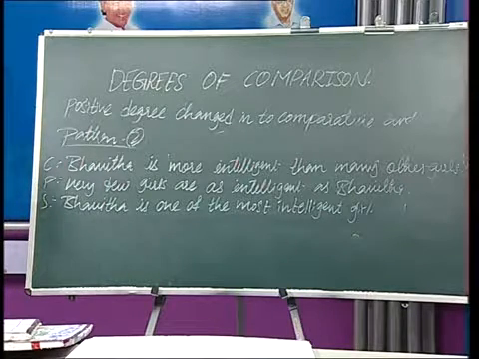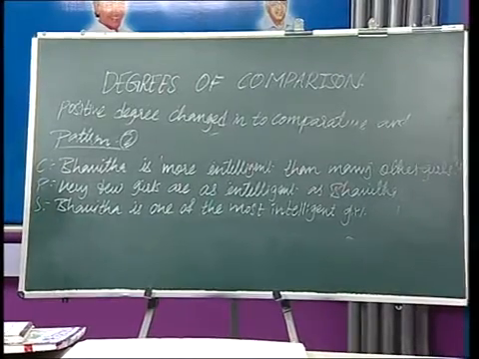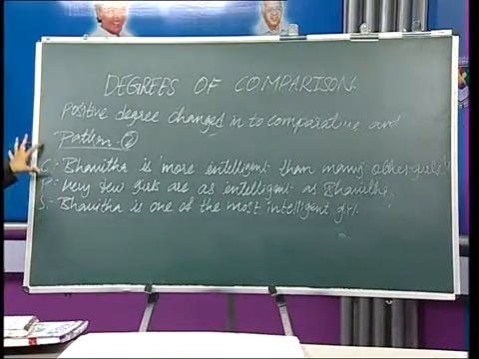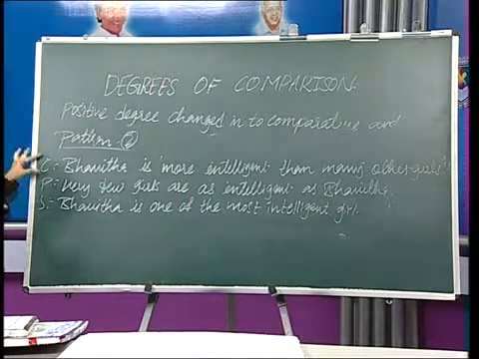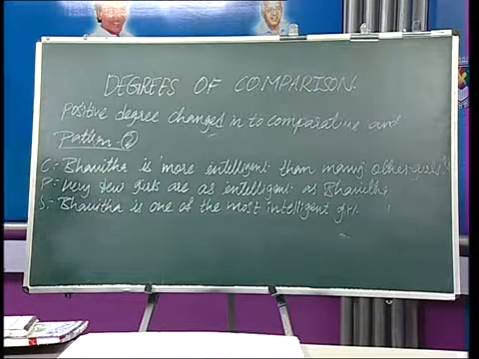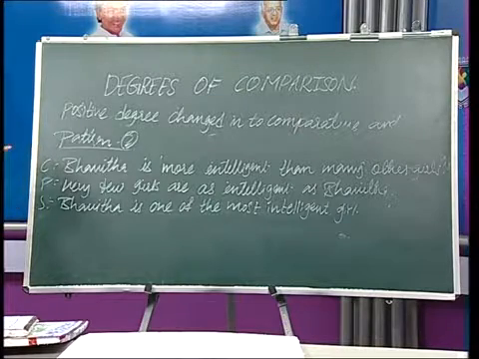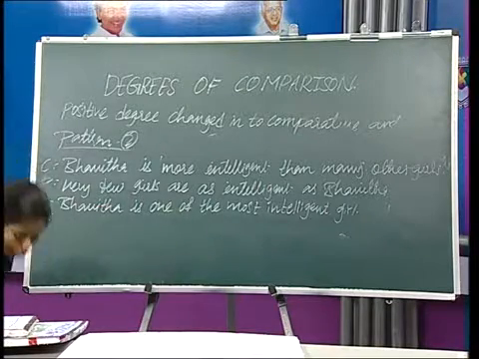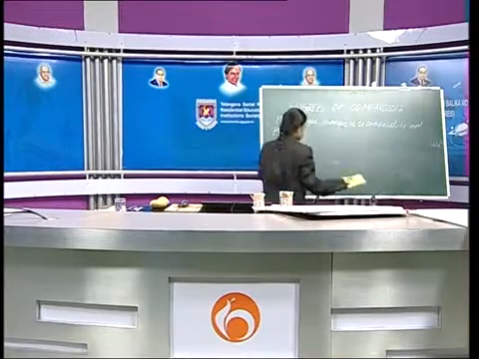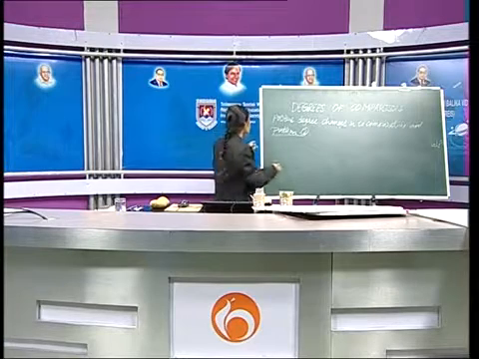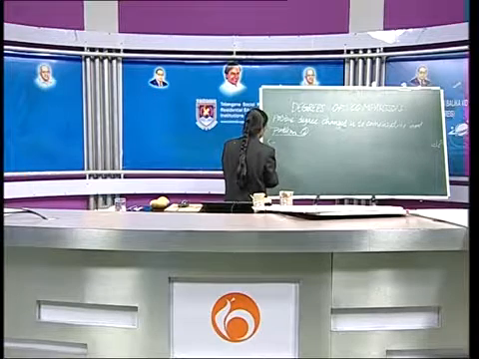So friends, did you all understand how in pattern 1 the positive is changed into comparative and superlative, and in pattern 2 how the positive form is changed into comparative and superlative, and how the comparative is changed into positive and superlative, and the last thing we have is how the superlative is changed into positive and comparative. So friends, let us know how the superlative is changed into positive and comparative.